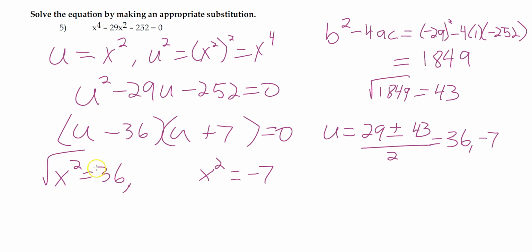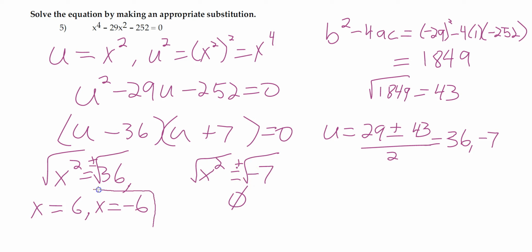Now we can square root and get plus minus and get two answers from this one, 6 and negative 6. However, if we try to square root a negative number, we don't get any solutions out of that part of this equation. So we end up with only two solutions.